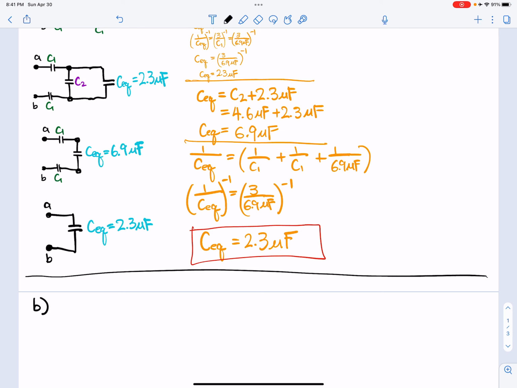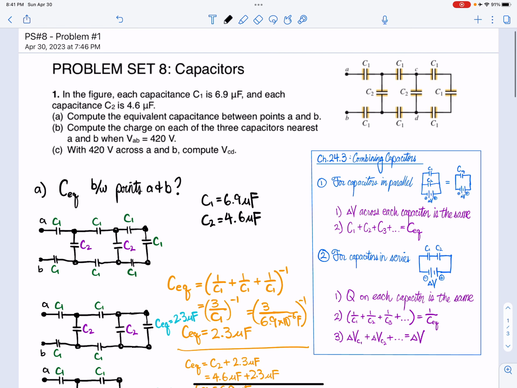Okay, part B. So part B, compute the charge on each of the 3 capacitors nearest to point A and point B when the voltage across point A and point B is 420 volts. Okay, so now I need to compute the charge on each of these 3 capacitors nearest to point A and point B. So this, and this. Okay, we'll find the Q, or the charge, for those 3 capacitors.